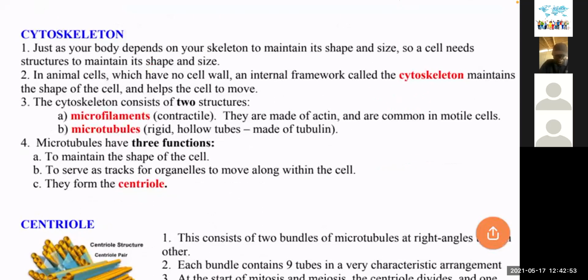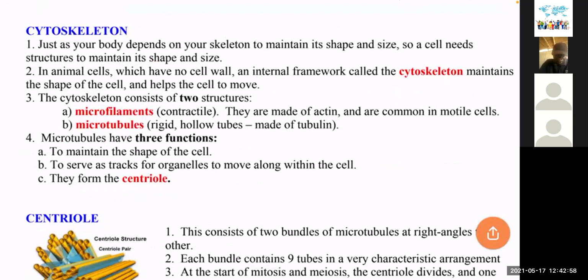So the cytoskeleton is a part of the cell organelles. Remember, I had mentioned the cytoplasm. The cytosol is the part of the cell where all these organelles swim. The combination of the cytosol plus the organelles makes up the cytoplasm. So we are now discussing the entire structure, which is called the cytoskeleton. Just as your body depends on your skeleton to maintain its shape and size, a cell needs structures to maintain its shape and size.